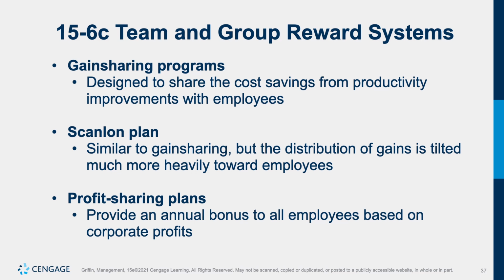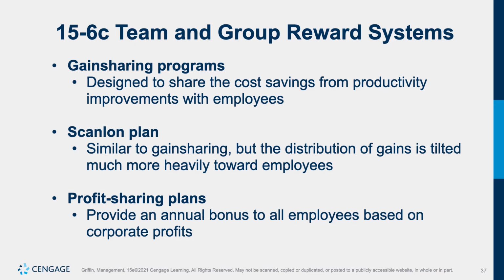You also have what's called the Scanlon plan, whereby the percentage of award is very high in this plan, typically between 2/3 and 3/4 of the total cost savings, and the award is given to all employees, not just to the team or group that suggested and developed the ideas.